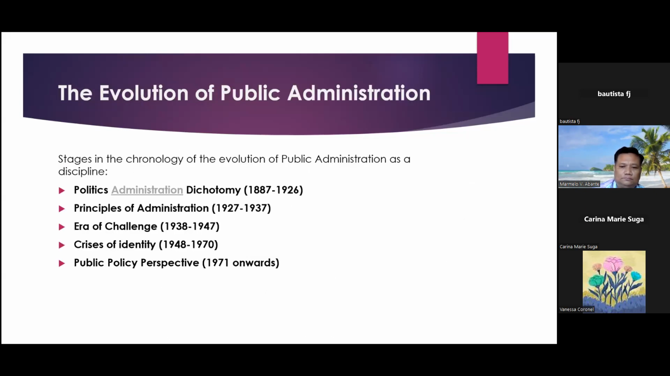The evolution of public administration. There are 5 stages in the evolution of public administration as a discipline. First, the politics administration dichotomy. Next, principles of administration, era of challenge, crisis of identity, and public policy perspective. In the politics administration dichotomy, I will just share with you some highlights of this stage.